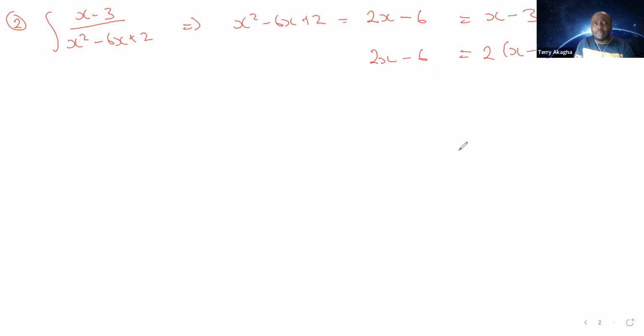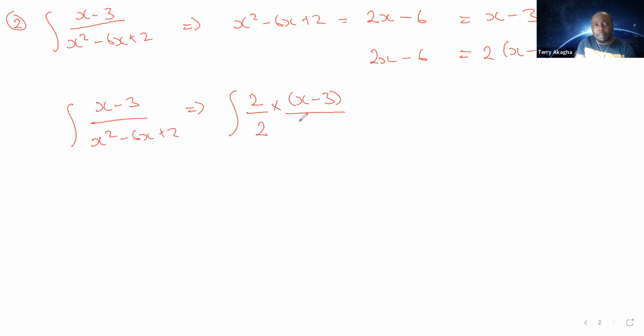All right. So what do I do then? Then I will come back to this equation here. I will now say (x minus 3) over (x squared minus 6x plus 2). In order to make it more interesting, for it to be the same, I'm going to multiply the top and the bottom by what? 2. Can you see? And that will give me (2x minus 6) divided by 2 times (x squared minus 6x plus 2).